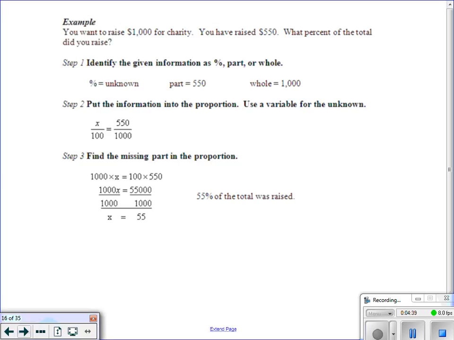So again, I go to my proportion. The percent we don't know, so I'm just going to use an X for that. The part, again, goes on top. That's the 550. And the whole is the 1,000. That goes on the bottom.